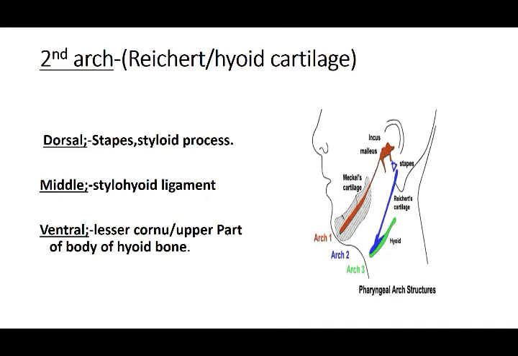So the second cartilage, the second arch, gives rise to the stapes bone, the upper part and the lesser horn of the hyoid bone, and the stylohyoid ligament, that is the middle portion where the cartilage finishes off. So you can see the blue depicts the derivatives of the second arch.